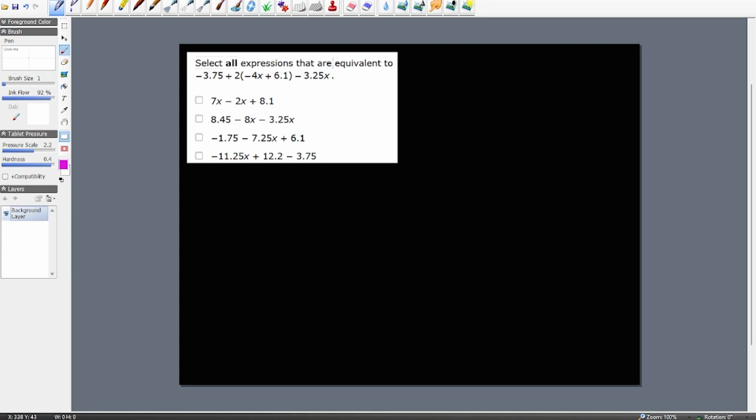Select all expressions that are equivalent to this expression shown below. So to solve this, we're going to need to distribute, combine like terms, and get this expression as simple as we can. And then we're going to do the same for each of these expressions and see which ones are equal. So I'm going to give myself some more room and start by rewriting that first expression.